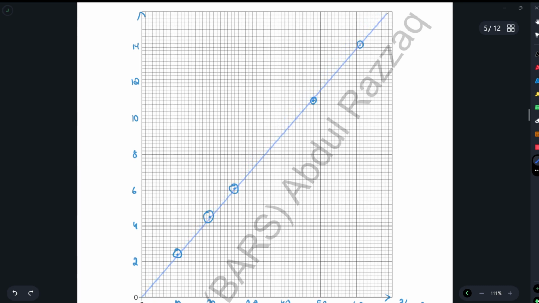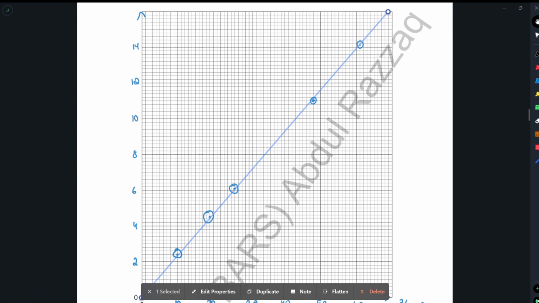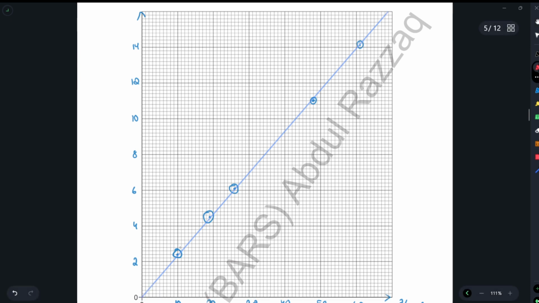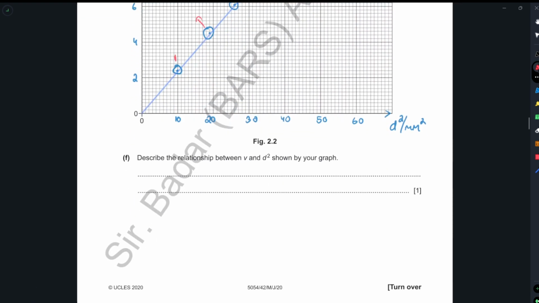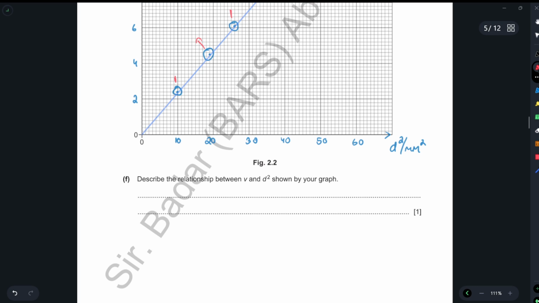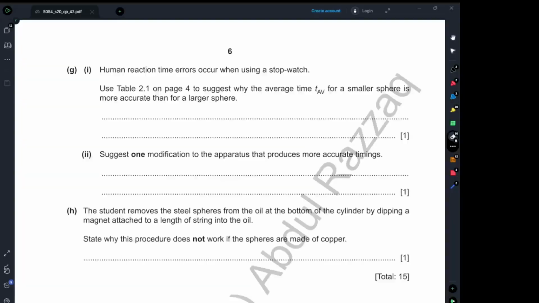Let's start off at the origin. I like this line. It's passing through which points? It's passing through this point right here, this point right here, and this point right here. तीनों points के through pass करे. ये point ऊपर है और ये point relatively नीचे है. So yeah, I'm happy with this line of best fit. ठीक है. Describe the relation between v and d squared. So of course it's going to be directly proportional.